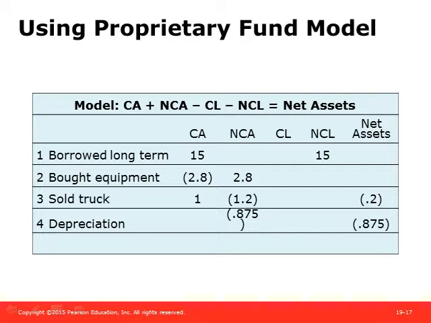We sold a truck for $1,000 cash with a net book value of $1,200. So we increased our cash by $1,000, and we decreased our non-current assets, which would be our fixed assets, for the net book value of the truck of $1,200. And then we computed depreciation of $875, which again decreased our non-current assets through accumulated depreciation, and we decreased our net assets by that same amount. And so here, using the proprietary fund model, you can see the entries that we would make as a result of these transactions.